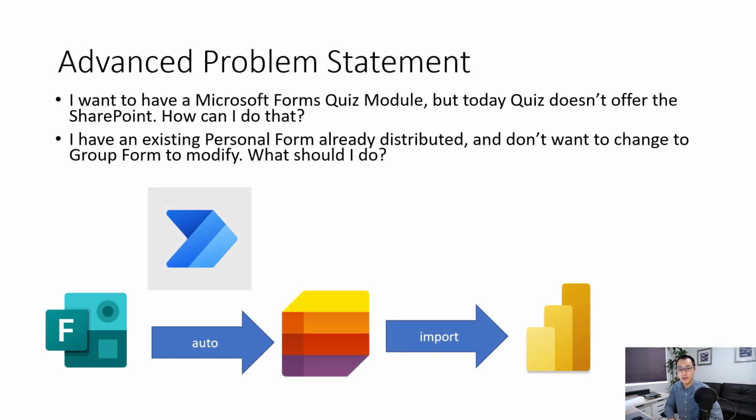We received some advanced problem statements: people are using the Microsoft Quiz module, or some people have their personal form already distributed and they don't want to change the link, or the Microsoft form doesn't give you the option to output into an Excel online file. Then in this case, what can we do? There are a lot of workarounds and solutions. Today, I'm going to demonstrate one workaround that uses Power Automate and SharePoint lists to resolve this problem.